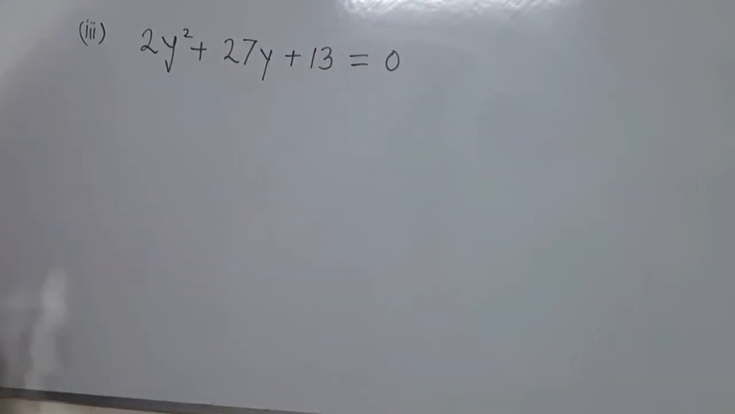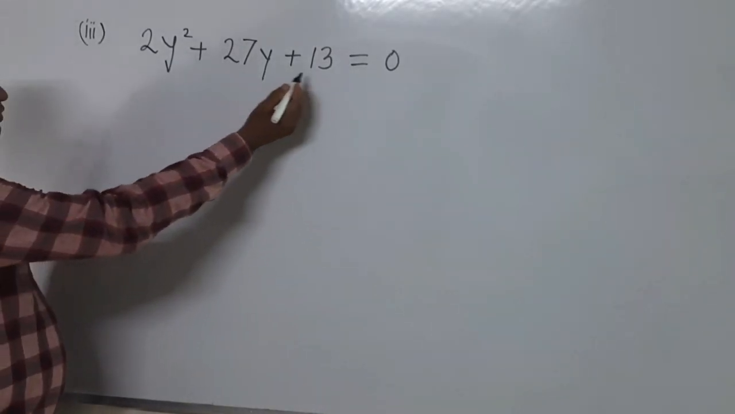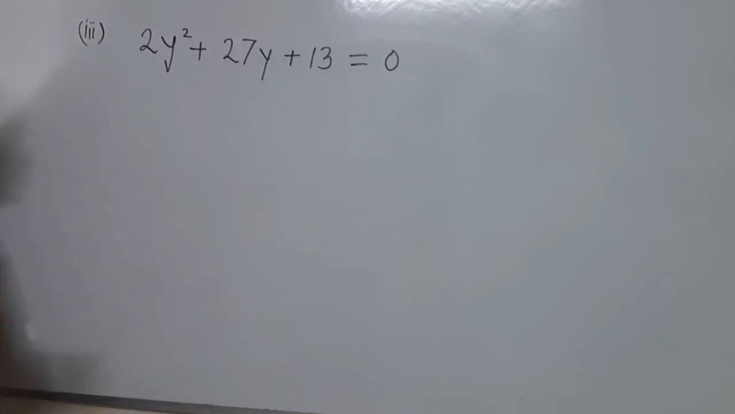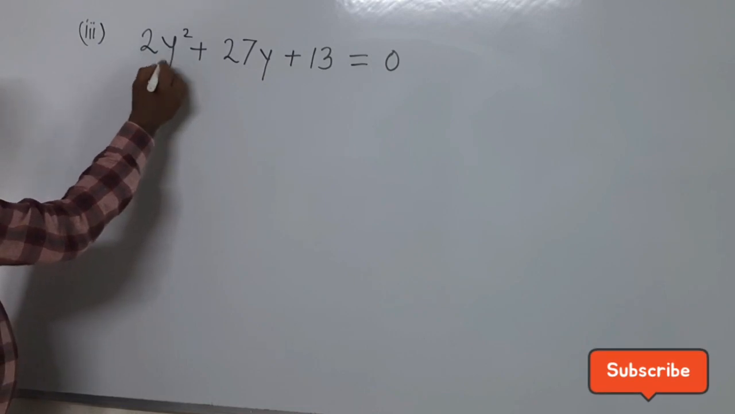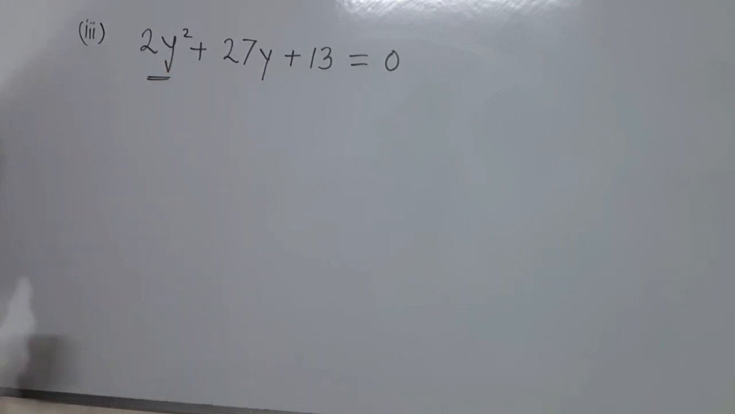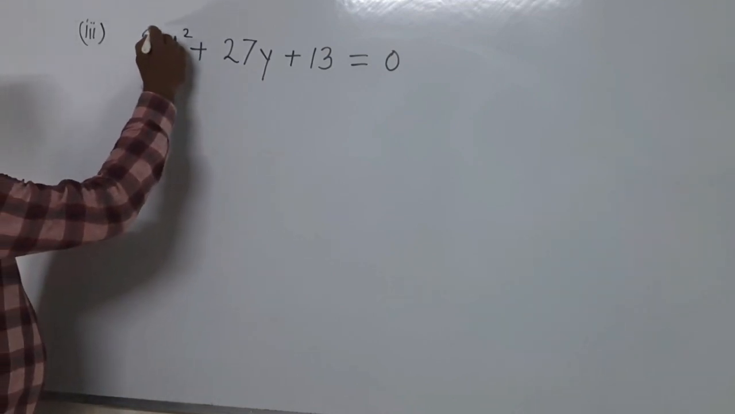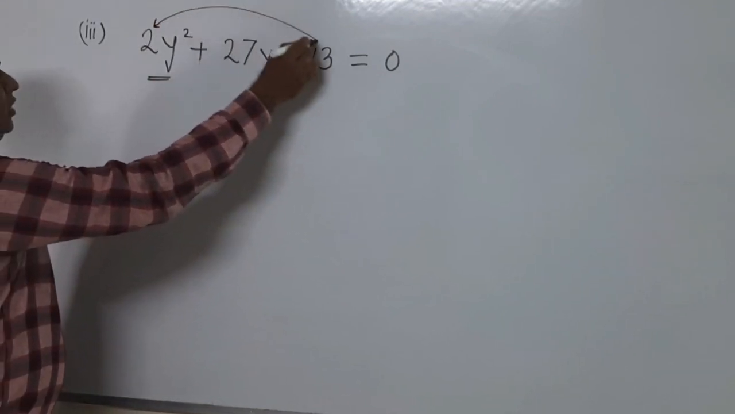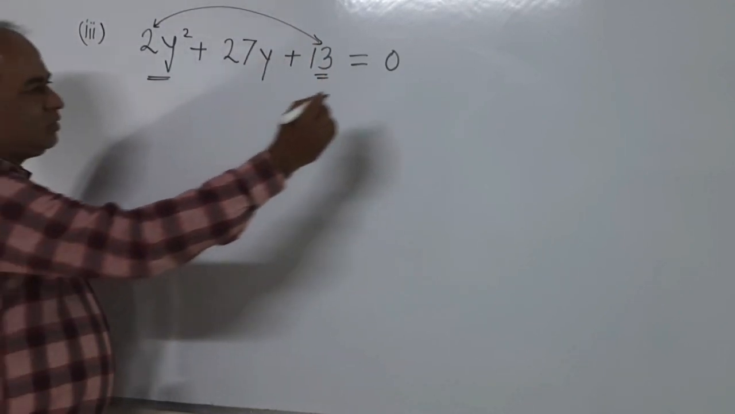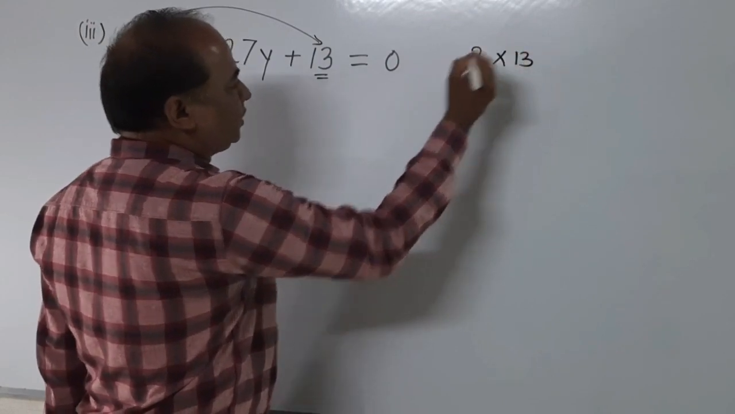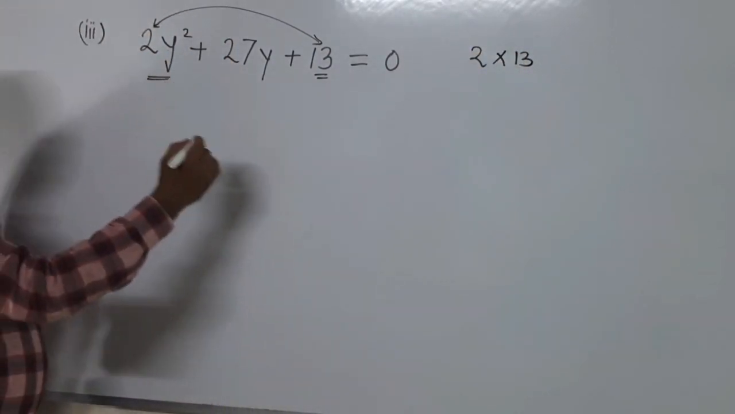Third example: 2y square plus 27y plus 13 is equal to 0. Now in the first two examples, the coefficient of the quadratic term was 1. Now here the coefficient of the quadratic term is other than 1. So while finding the factors, we have to multiply the coefficient of the first term into the last term, the third term. We have to multiply here 2 into 13, which is equal to 26.